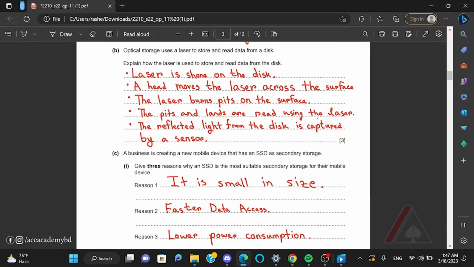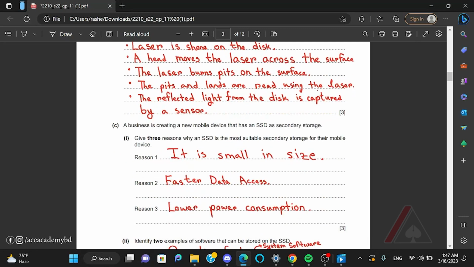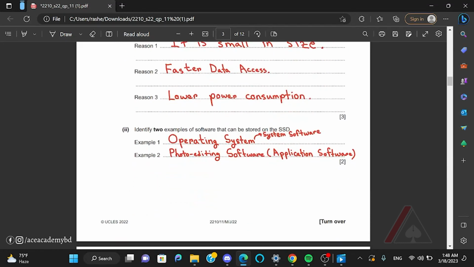So moving on. C. A business is creating a new mobile device that has an SSD as a secondary storage. Give 3 reasons why an SSD is the most suitable secondary storage for their mobile device. Now there are numerous reasons. However, one reason is it is small in size. Number 2, it has a faster data access. Number 3, it has lower power consumption. Other reasons could also include the fact that they run at a much lower temperature and they have a higher capacity. Now, number 2, identify 2 examples of software that can be stored on the SSD.